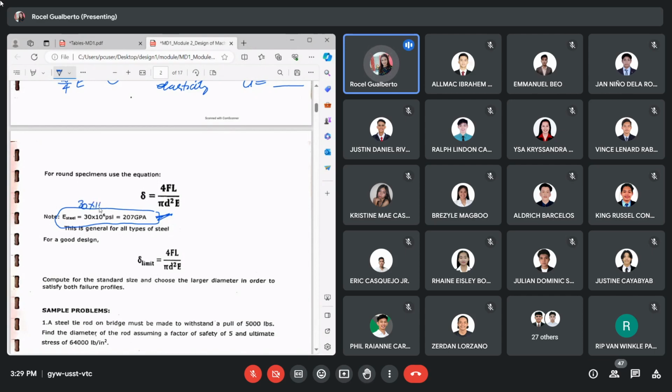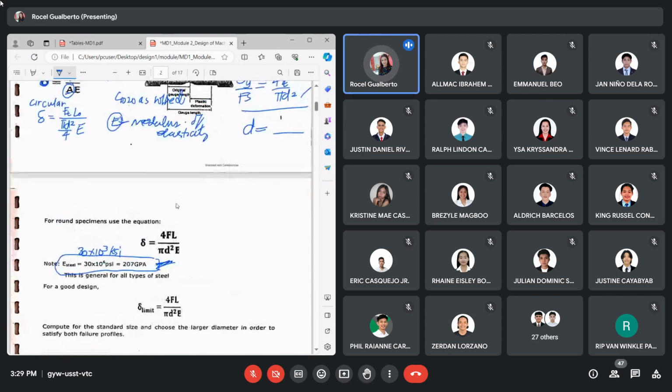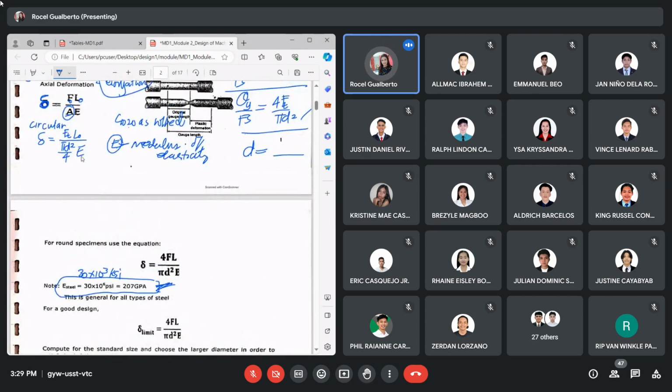equivalent to 30 times 10 to the third KSI. Okay? So, uunahin muna po yung dalawang procedure na sinabi ko. Pag wala po talaga, ay di ito po yung ating gagamitin. Okay? That would be for our value nung E. Okay? So, yan po yung sa atin na axial deformation.